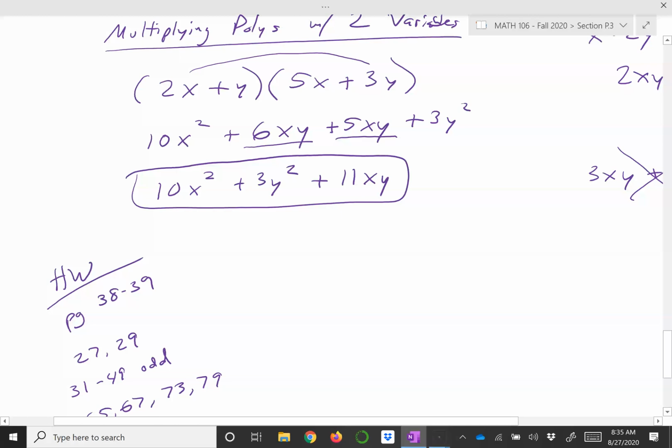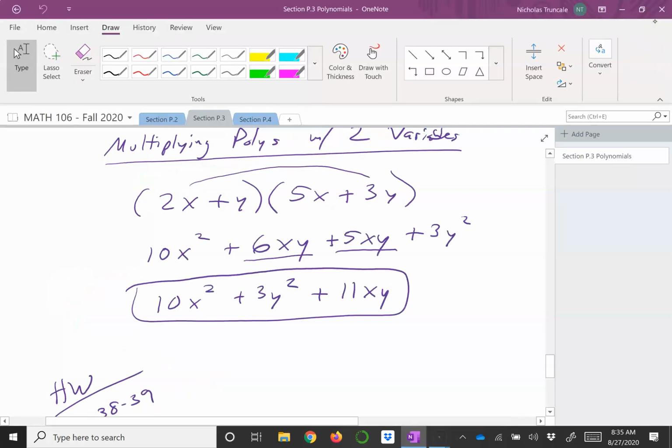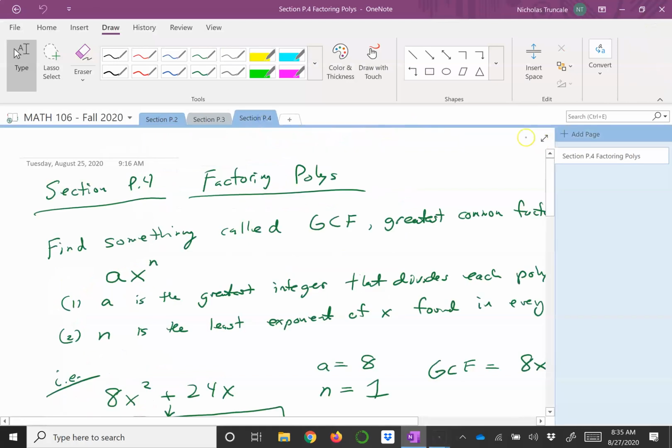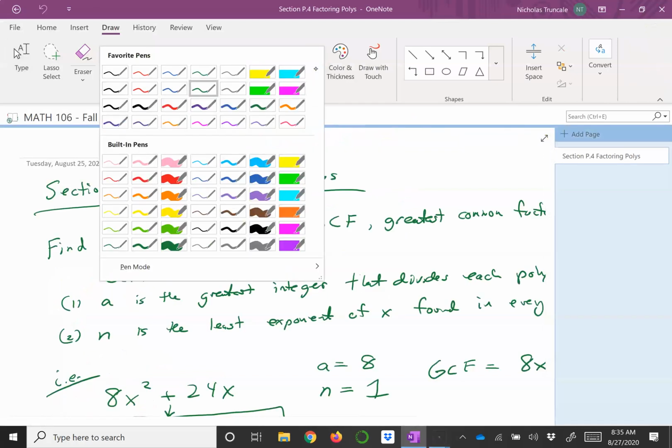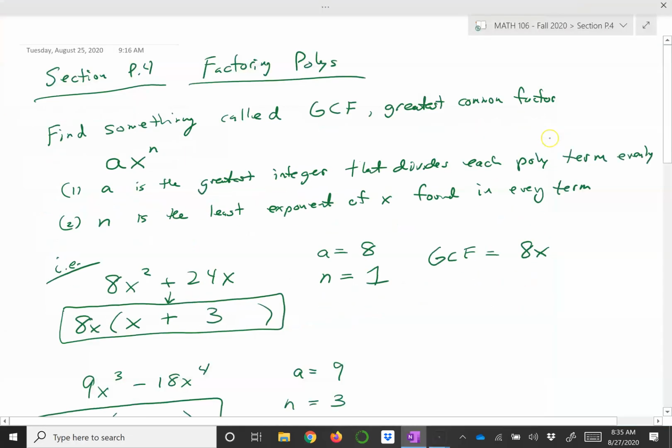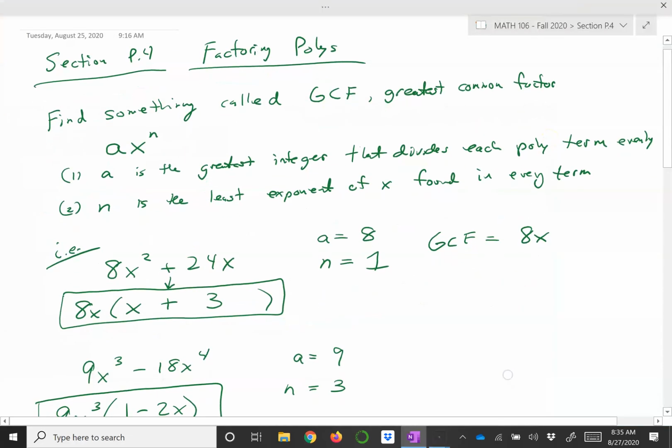Okay. Any other questions on the homework? Okay, so what we'll do is we'll do that quiz at the end. I'll give you some more instructions on that. But for right now, we're going to move right back into section P4. So just a quick review about what we did in that section. It was all about factoring polynomials. In order to do that, you have to be able to determine something called the greatest common factor.